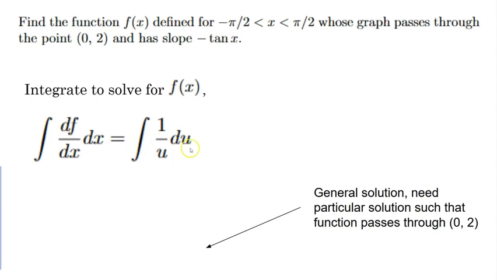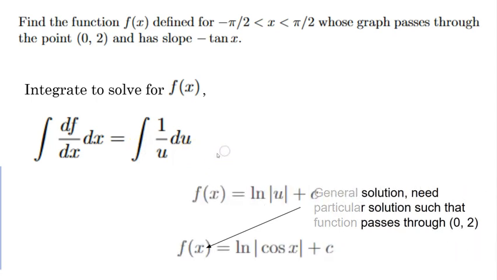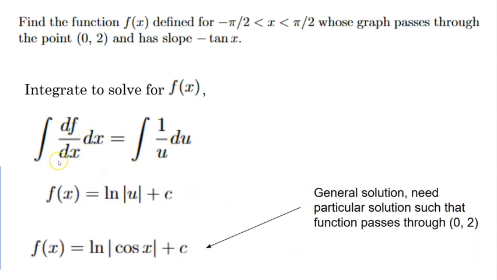Let's do our actual integration. We know that the left-hand side, like we stated before, is simply the function of x, and the right-hand side is ln of u plus c. Now we defined u as cosine of x, so we plug it back in. So we are left with f of x equals ln of cos x plus c, which is the general solution, and we need a particular solution such that the function passes through (0, 2).